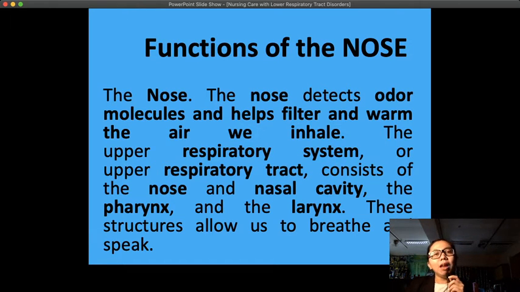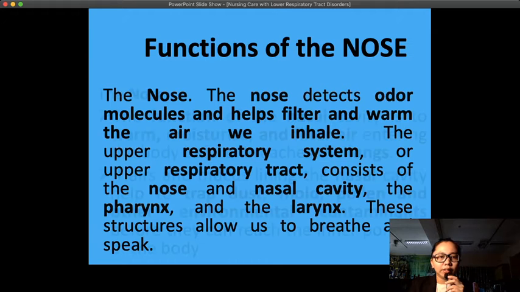So kung may problema ang imo pharynx, may problema ang imo larynx, diri ka nakakaginhawa. Diri ka nakakayakan. Okay? Because amo ito may mga problema ha. Mga cleft palate, no? Yung mga incomplete ang upper respiratory tract. Okay? They are not able to speak and breathe.